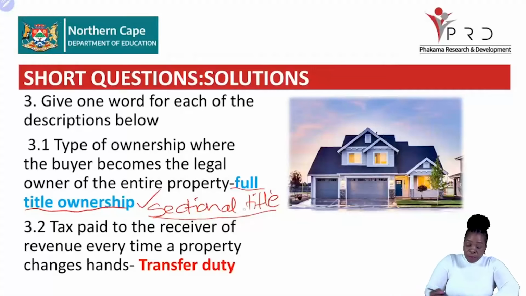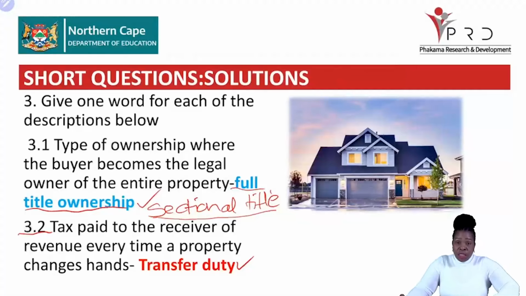Right. And then we go to our question 3.2. Says the tax paid to the receiver of revenue every time a property changes hands. We call it the transfer duty.